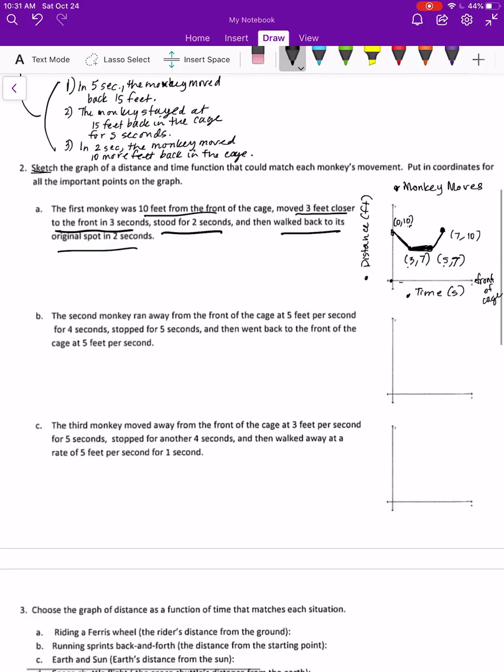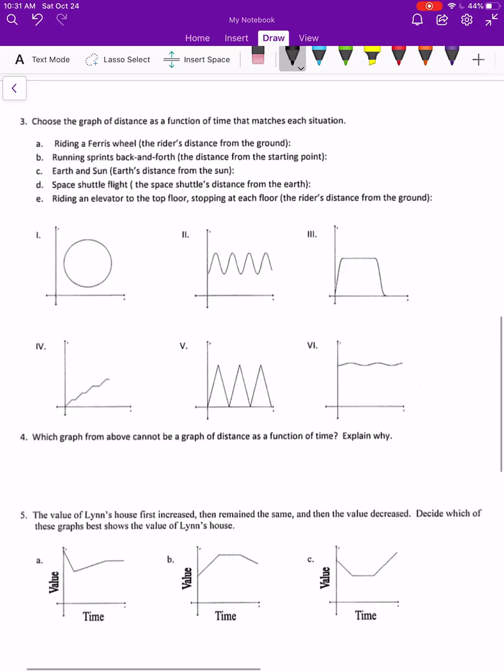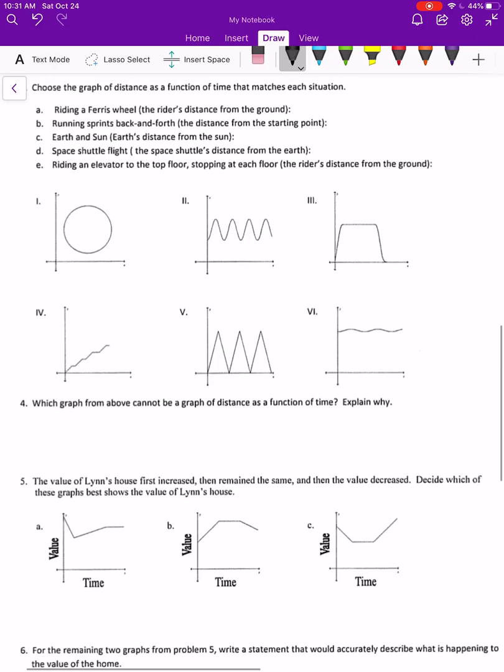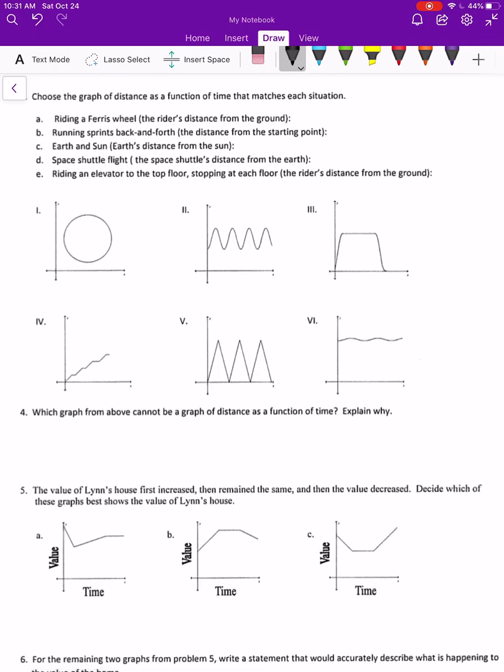On the back of the worksheet, it says choose the graph of distance as a function of time that matches each situation. So now you have 6 graphs, and you have 5 situations. So now you have to look at each one. You're going to have one that doesn't belong. And you're going to have to see which belongs with which.